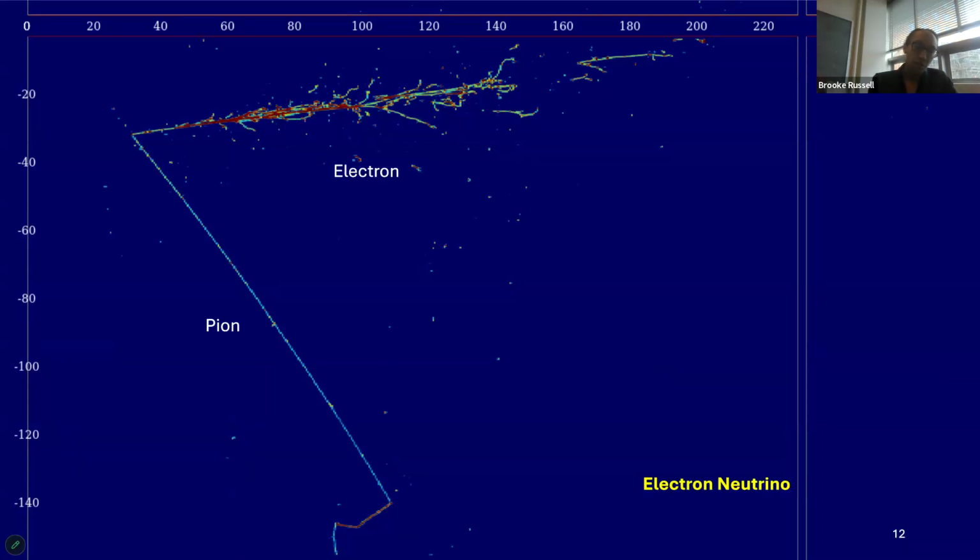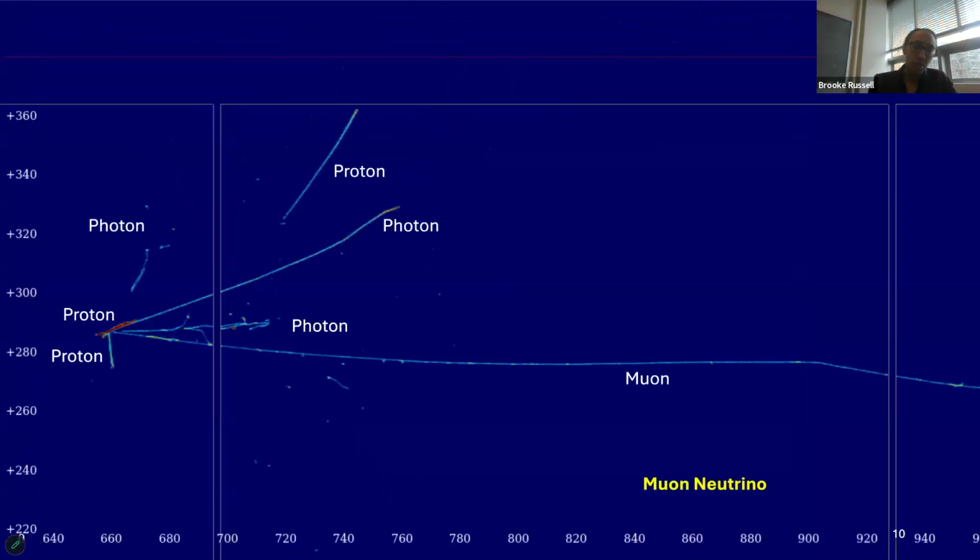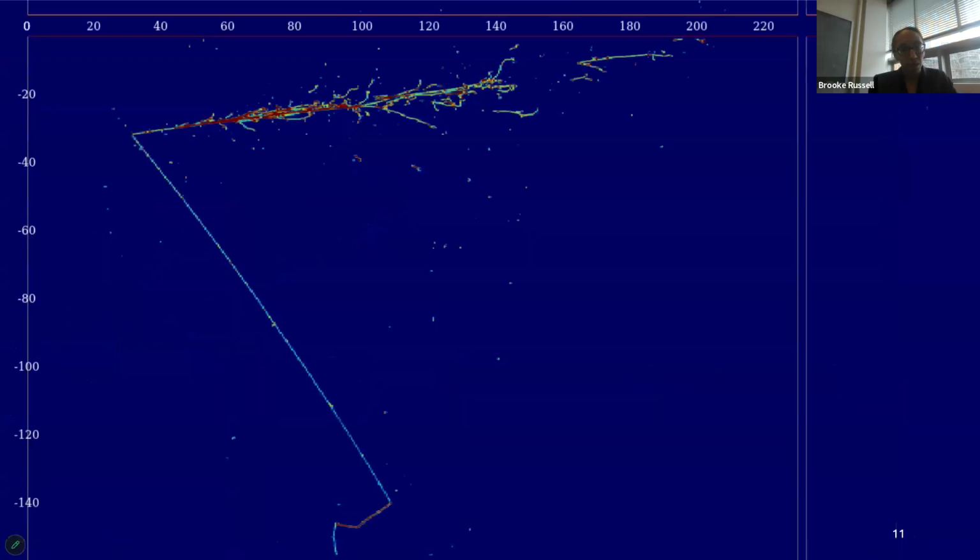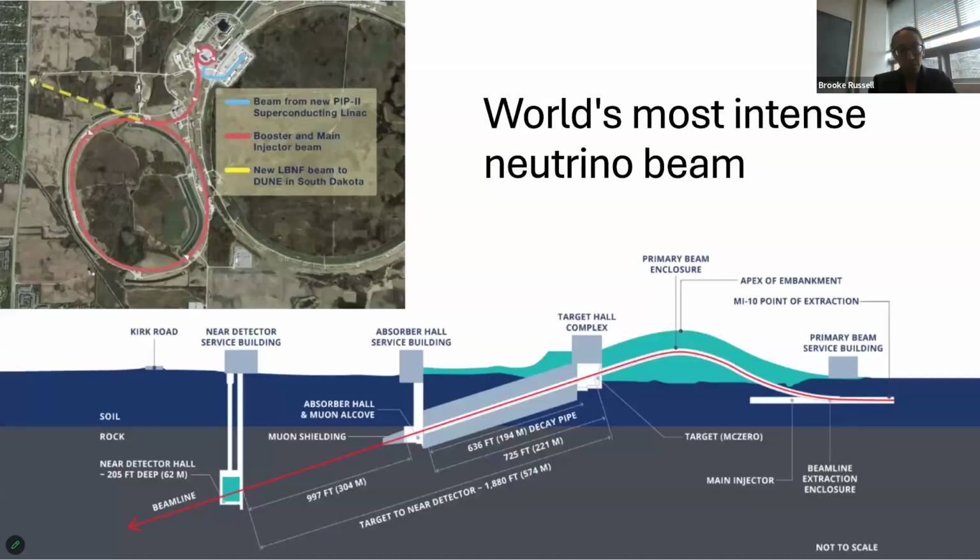And we, of course, want to measure the appearance of these type of signals and the disappearance of these type of signals relative to the measurements that we make at the near detector.